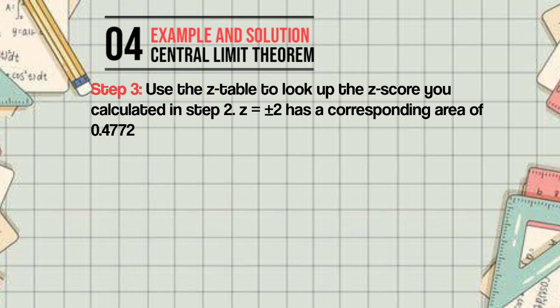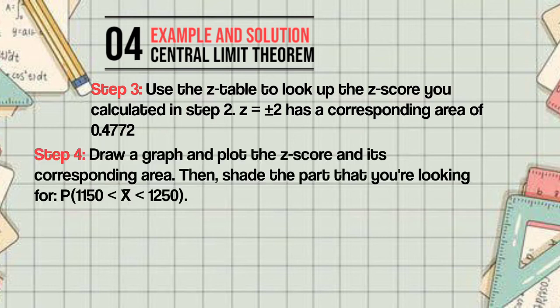On step 3, use the z-table to look up the z-score you calculated in step 2. Z equal to positive or negative 2 has a corresponding area of 0.4772. On step 4, draw a graph and plot the z-score and its corresponding area. Then shade the part that you are looking for.